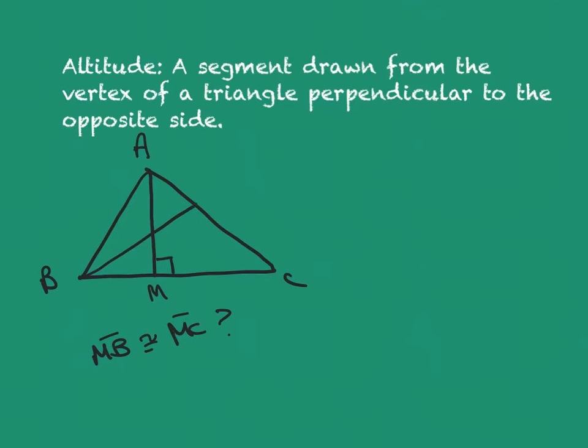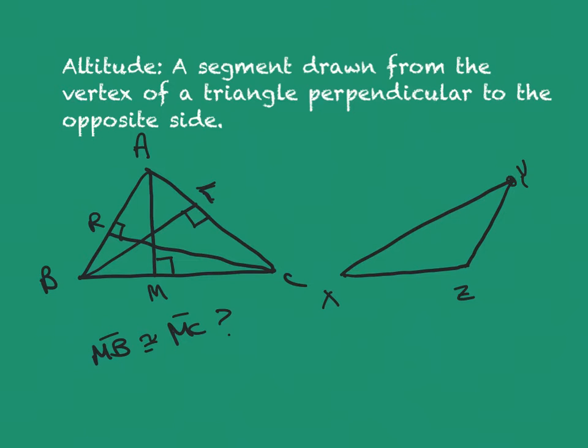But every triangle has three altitudes, and unlike medians, they may not all meet at a point in the middle. Okay, let's take a look at one other kind of triangle, because if the triangle is obtuse, the altitude may not be inside the triangle. So for instance, if I draw the altitude from Y and have to make it perpendicular to the opposite side, I'm going to have to be outside of the triangle, and I'm going to have to extend XZ in order to draw the altitude. So not all altitudes are inside the triangle.